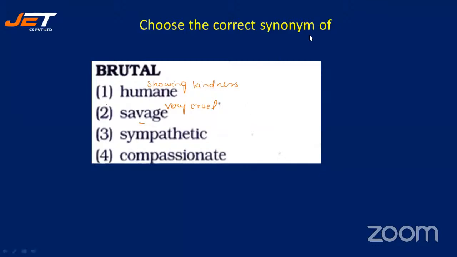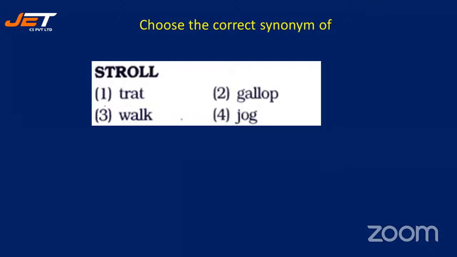Let me see how many are going to give me the right answer. Yes, yes, yes, yes. Perfect. Many are giving me option two, which should be the right answer. Let's see. It is. Excellent, students. Almost everybody has given me the right answer. Let's move on to the next question.